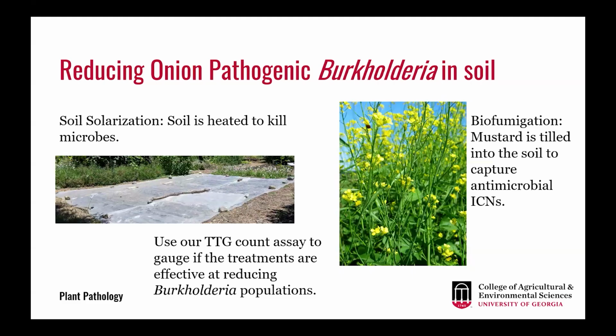can be noxious in high concentrations. So these special mustards have been bred to have a very high concentration of those compounds. So those are grown until they're flowering and then tilled into the soil. So essentially, we're doing something similar, but we're doing it in an organic, compatible way. And then we use our assay to figure out, okay, are we actually affecting the population of the Burkholderia in the soil or not? Like, are our treatments effective?